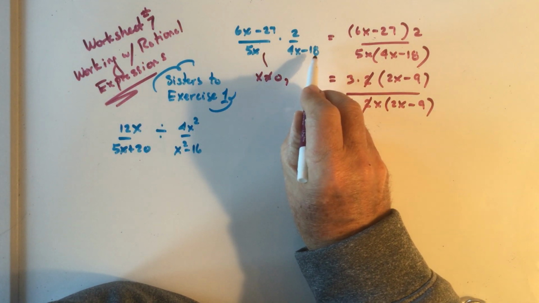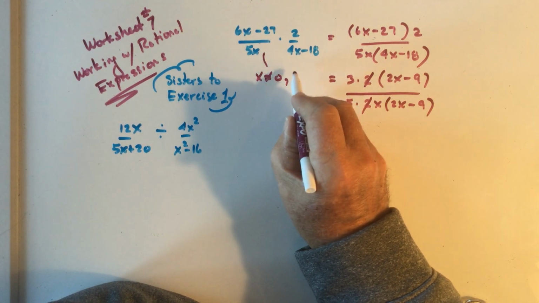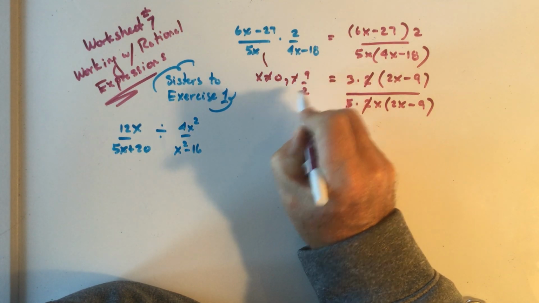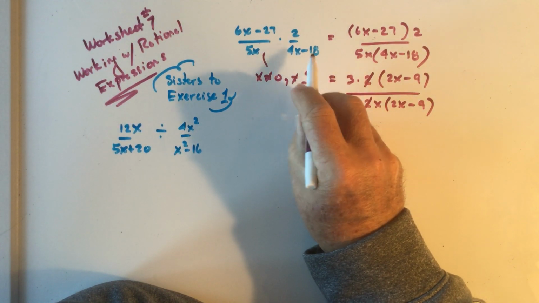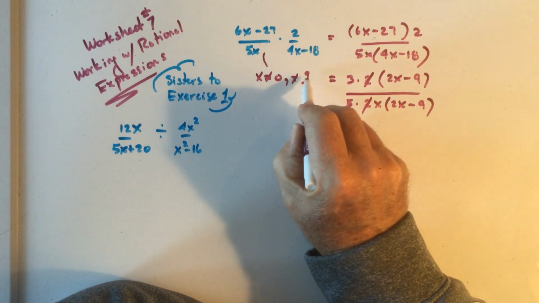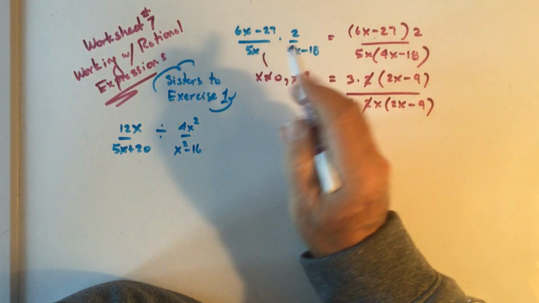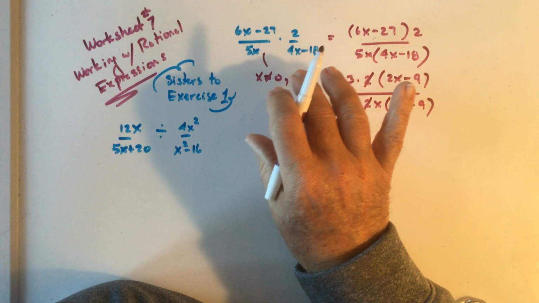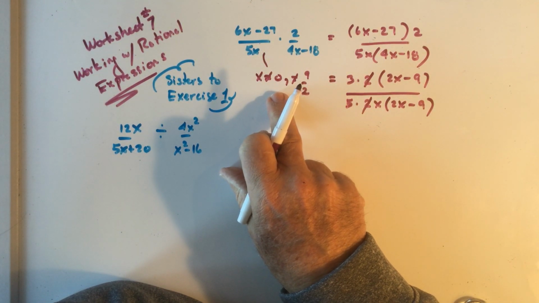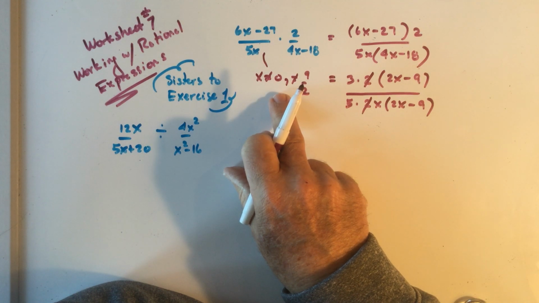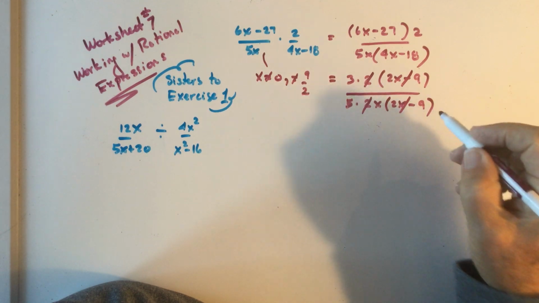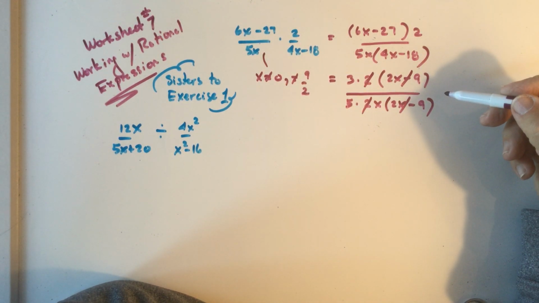And x cannot be 18/4, which is 9 halves. Okay, if you put x equals 9 halves in here, you get 4 times 9 halves is 18, minus 18 is 0, and you get 0 on the bottom. The whole thing's undefined. Okay, so given that you have made this statement already, feel free to cancel these. Right? It's no problem. You can cancel them.